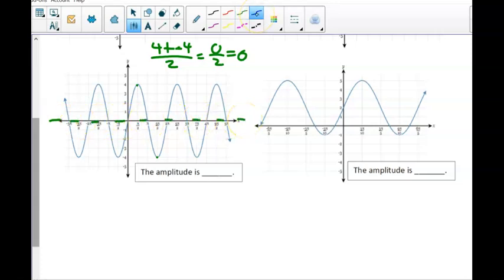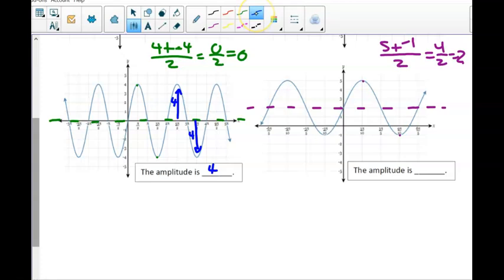And then going up from the midline is 4, and going down from the midline is also 4. So the amplitude here is 4. And then the last one, the top of the graph is at 5, the bottom of the graph is at -1. So I take 5 plus -1, and to take that answer and divide it by 2, that's going to be 4 divided by 2, which is 2. So the midline for this one will be at 2.